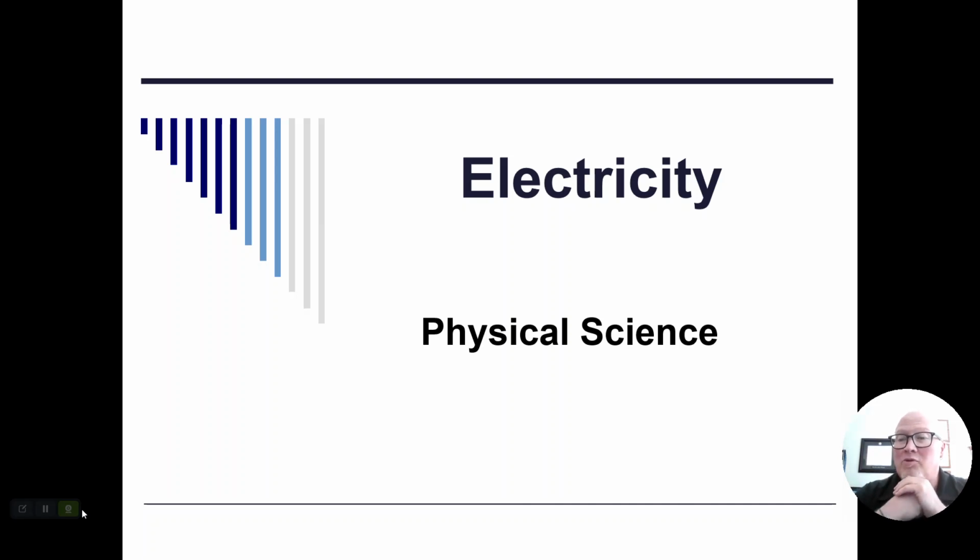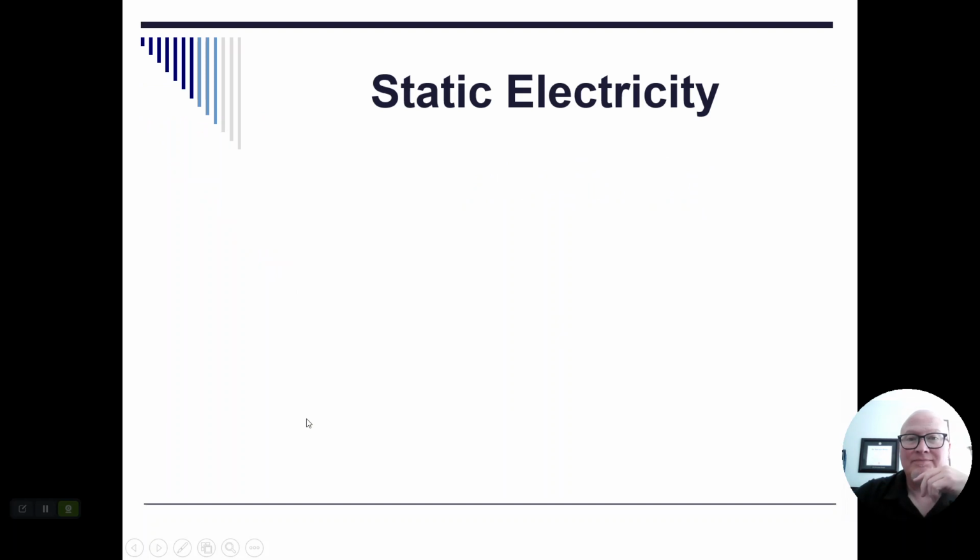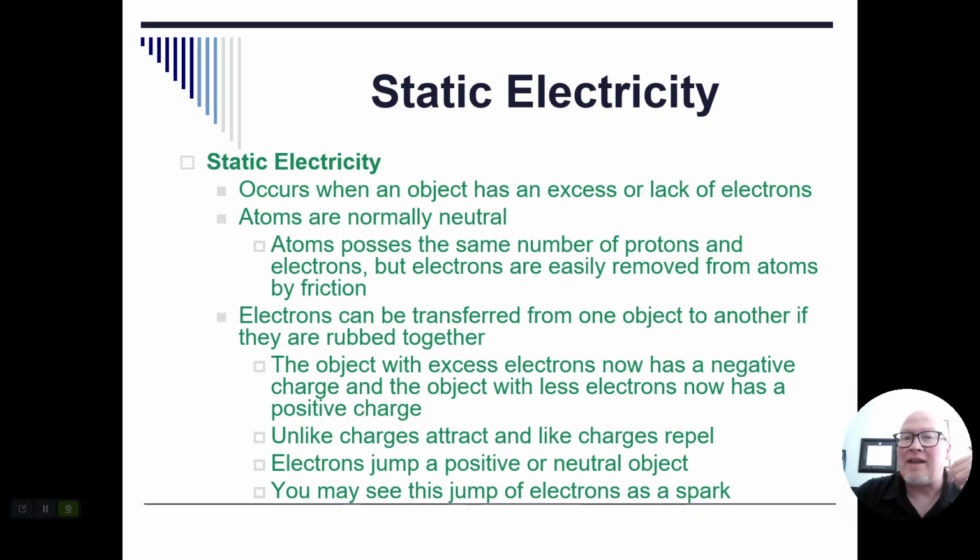Well, now that we have explored magnetism, let's take a look at electricity, which is the other part of an electromagnetic wave. So, electricity. What is static electricity? Let's just start with static electricity. Static electricity starts when you have an object that has either an excess or a lack of electrons.